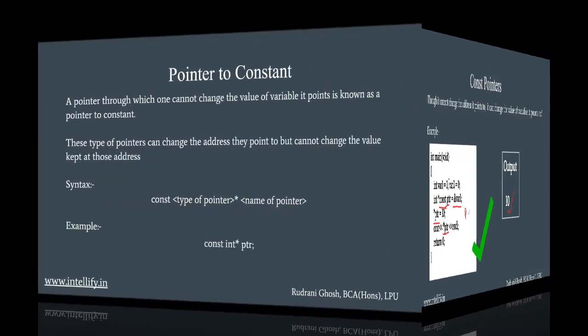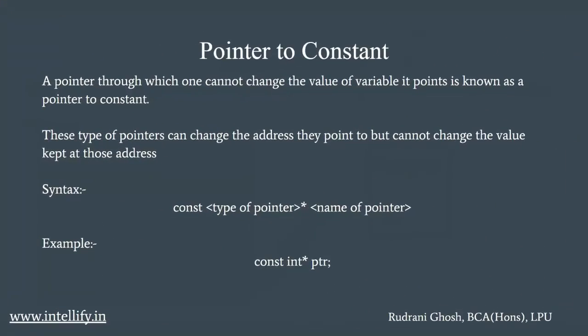Now pointer to a constant. This is the exact opposite of constant pointers. That means in this case, we cannot change the value of the variable it points to. Instead, we can only change the address they point to. These type of pointers can change the address they point to but cannot change the value that is kept at those addresses. इसका मतलब ये है कि हम इसमें address तो change कर सकते हैं but जो value है of the variable the pointer is pointing to उसकी value नहीं change कर सकते.